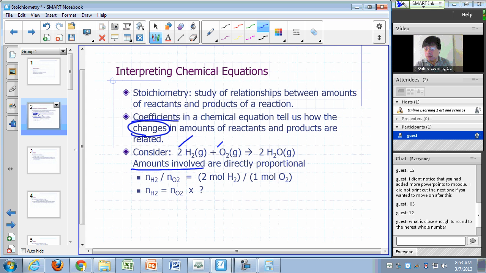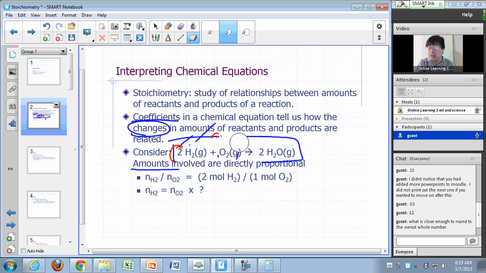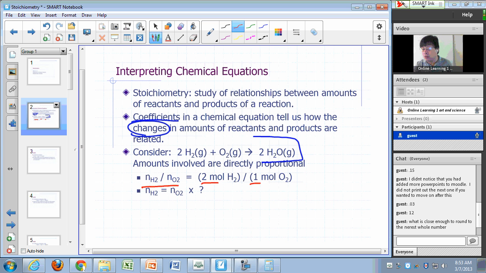So here's the balanced equation for the burning of hydrogen gas to form water, okay? According to this balanced equation, the mole-to-mole ratio of hydrogen to oxygen, the changes in moles of hydrogen in comparison to the changes in moles of oxygen, moles H2 over moles O2, is given by the coefficients in the balanced equation. The coefficient of hydrogen is 2, and the coefficient of oxygen is 1, so it's 2 is to 1. So immediately from this balanced equation, we can say the moles H2 over moles O2 is 2 is to 1. 2 moles H2 for 1 mole O2.